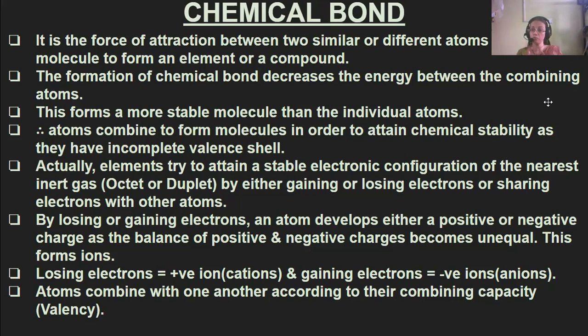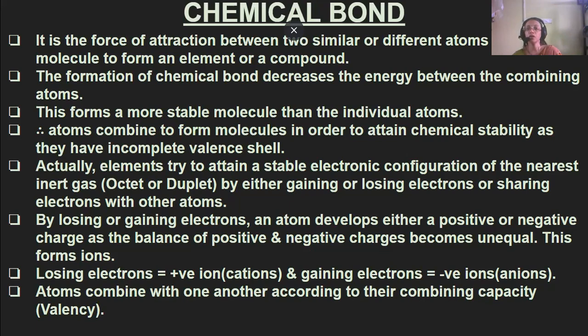In a molecule, if it is of similar elements, then it is forming a molecule of the same element. And if it is of two different elements, then it is forming a compound. So while forming this molecule, there is a bonding which combines these atoms. So this is known as chemical bonding.